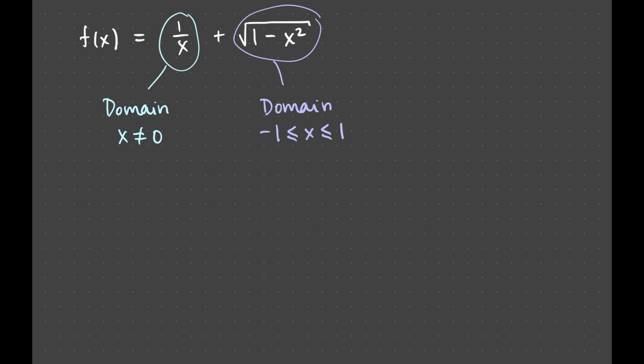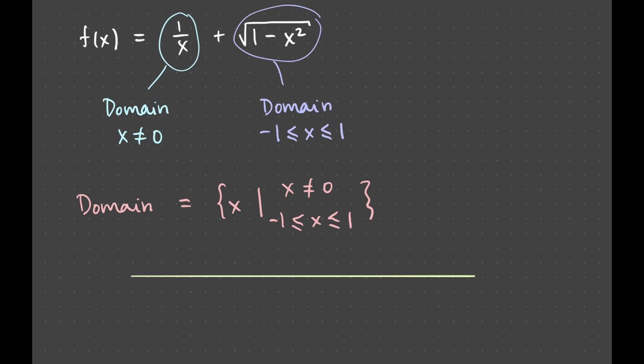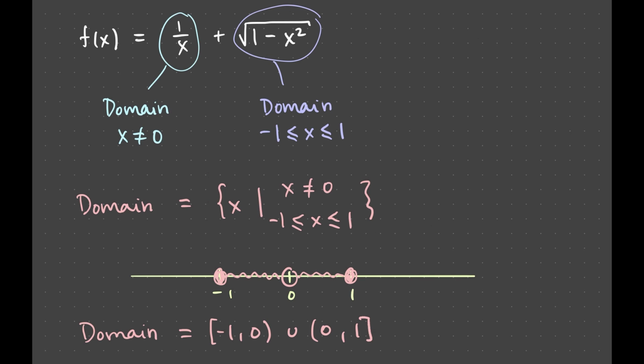It follows, therefore, that the domain of the sum of these expressions is equal to the non-zero points between minus 1 and 1. In terms of interval notation, this is the union of the interval from minus 1 to 0 with the interval from 0 to 1. To reiterate, closed brackets are used around endpoints that are included, whereas open parentheses are used around endpoints that are not included. In particular, 0 is excluded from the domain, whereas both minus 1 and 1 are valid points in the domain.